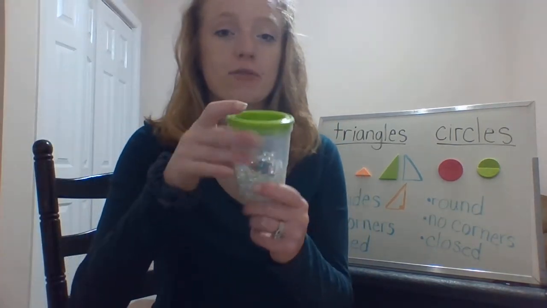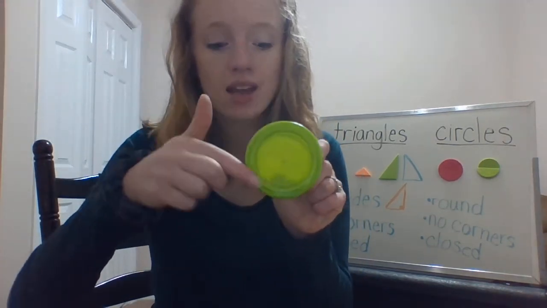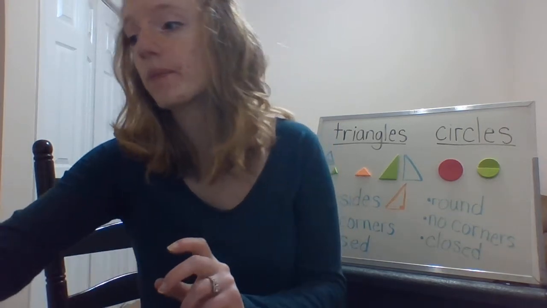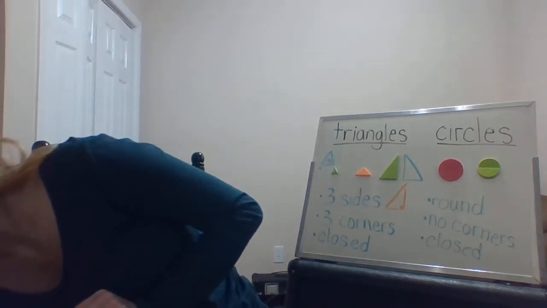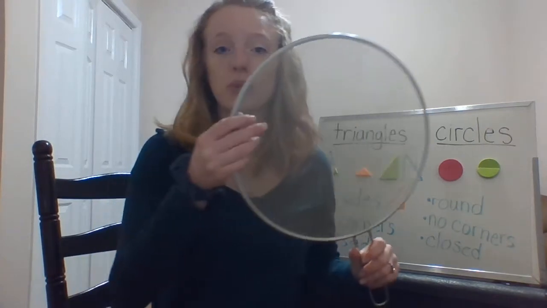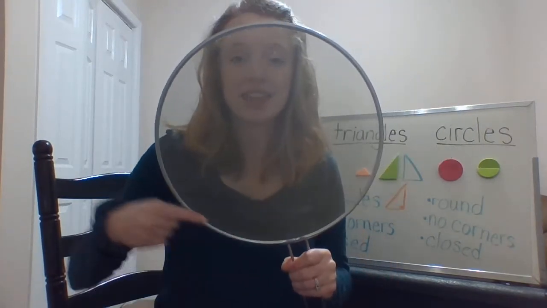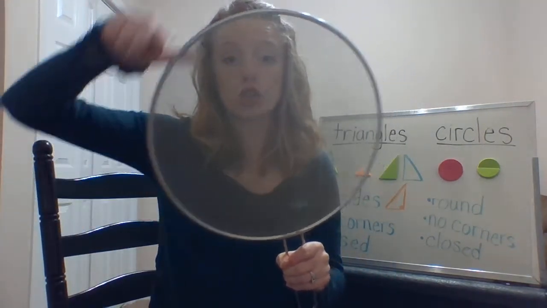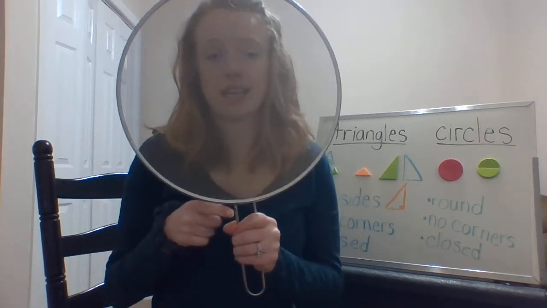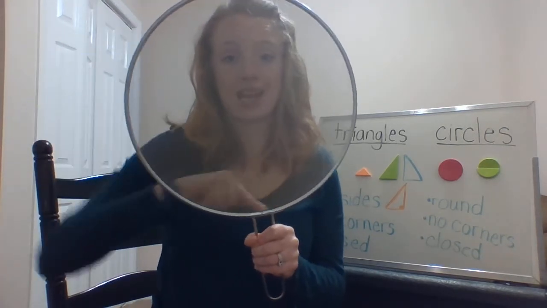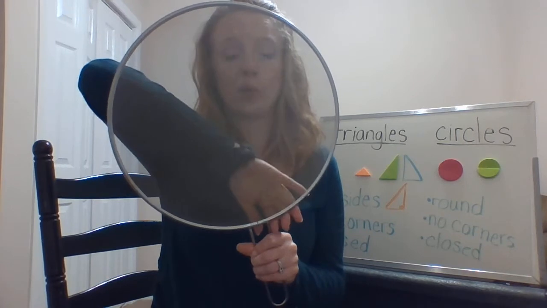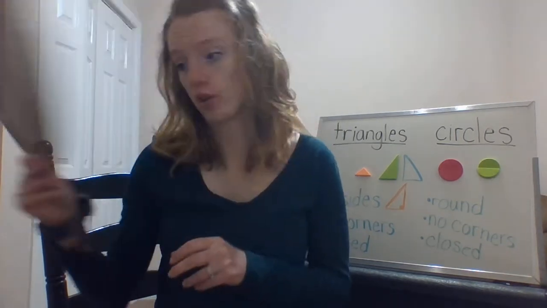The top of my push pin jar is a circle. I found this in the kitchen. We use it when we're frying things. This is a circle. It is closed. It's round with no sides and no corners.